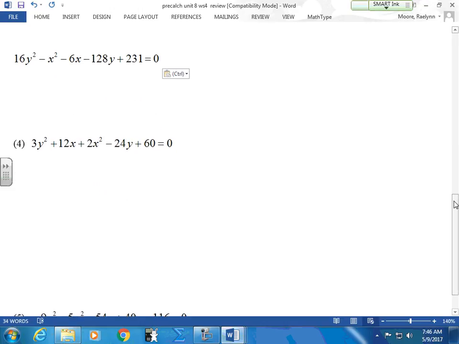So again, group the x's, group the y's together. You're going to complete the square. And this is a good one because when it's a minus sign, how do I have that little sign in here? How do I get rid of this thing?